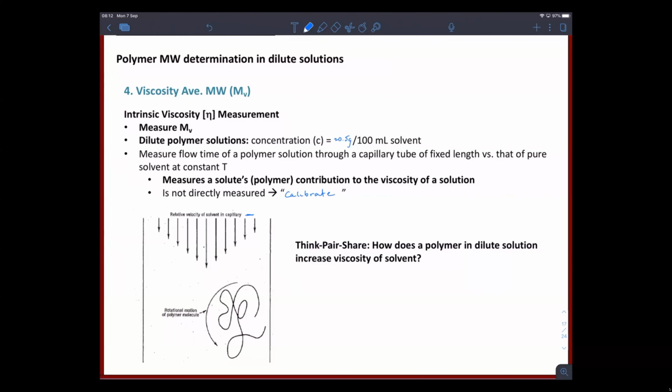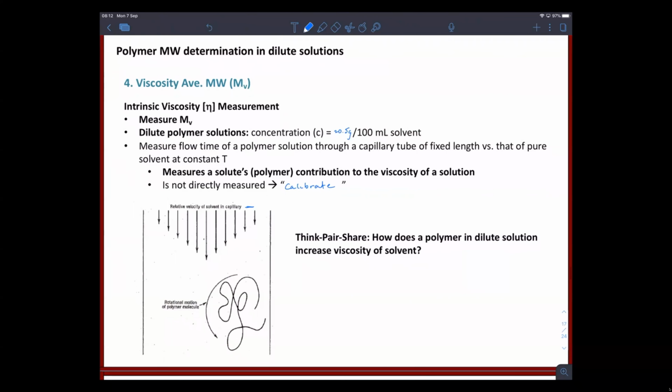Anyone guess? What was the question? So on the slide, see it says, how does a polymer in dilute solution increase viscosity of solvent?